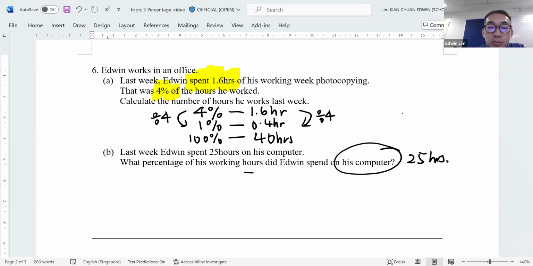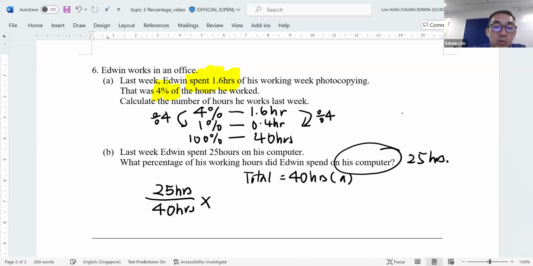All right, think about it. Total hours is 40 hours that you get in part A. So what is the percentage of his working hours spent on his computer? So on his computer, it comes first, 25 hours out of total of 40 hours. So I need to times 100. 25 out of 40 times 100. I have 62.5%. All right, this is for question number 6.